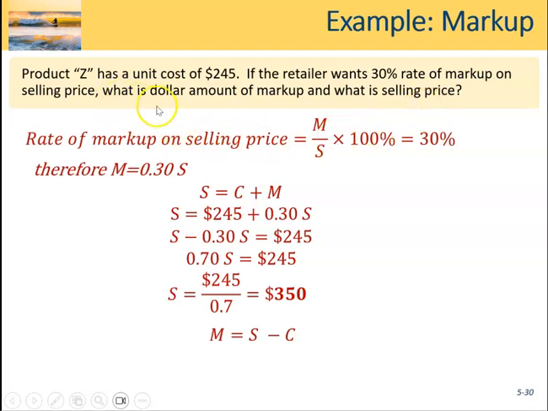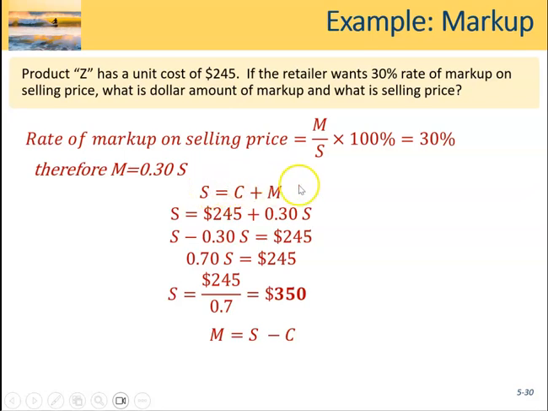Now, what is the dollar amount of markup? We haven't figured that part out yet, okay? So always go back to the question. Have we solved everything? Well, we know what the selling price is. We know what the cost is. So therefore we can figure out what the markup is. Markup equals our selling price minus our cost, right?